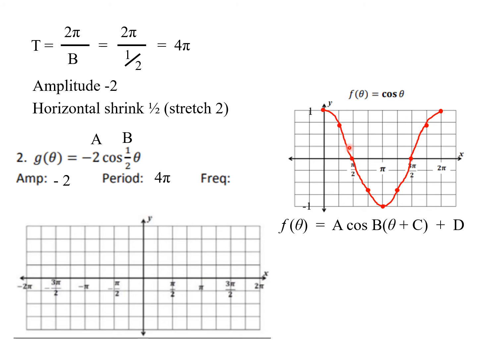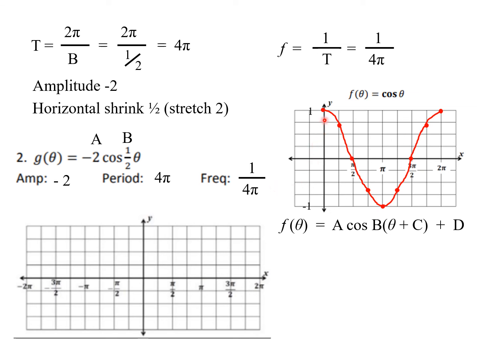Now, let's take care of the frequency. The frequency is 1 over the period. The period is 4 pi. The frequency is just going to be 1 over 4 pi. So we get a value for that. Now we're going to plot this thing.